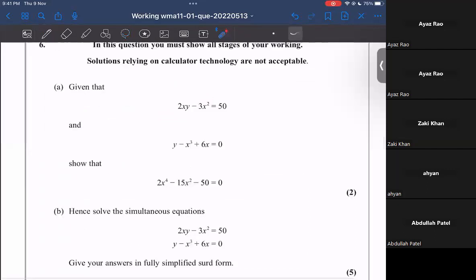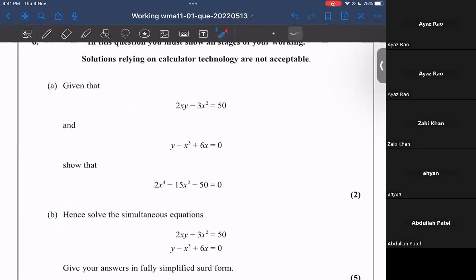And y minus x cube plus 6x equal to 0. These are two equations. You have to show this equation. So the only way to show this equation is to solve them simultaneously. क्योंकि यहाँ पर देखो आपके पास क्यूबिक इक्वेशन है, यहाँ पर भी स्क्वायर वाली इक्वेशन है. So how do we get the equation in terms of only x which has the power 4? The only way here is to solve them simultaneously.